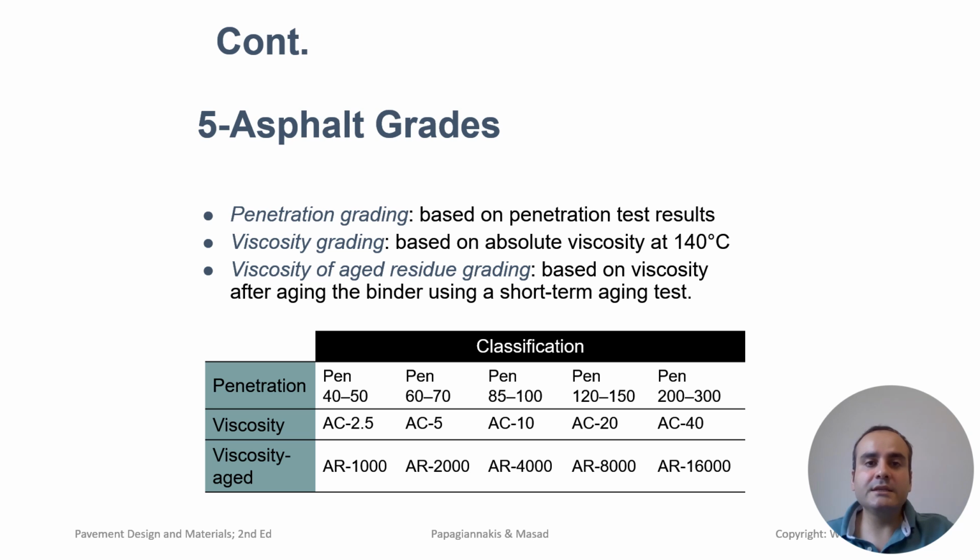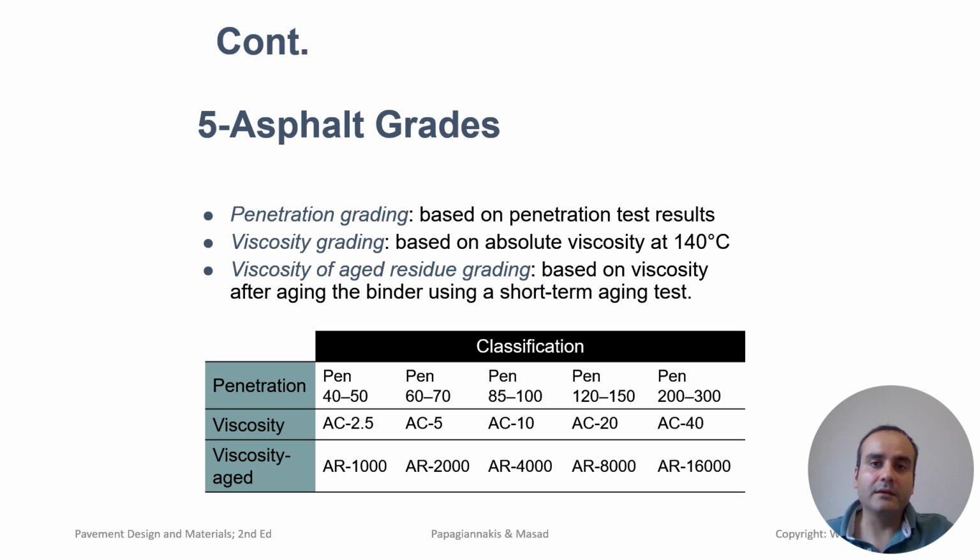Viscosity of aged residue grading system, also known as AR grading, builds upon the viscosity grading system by incorporating the effects of aging. This system aims to predict how the binder will perform after it has aged in service. This provides a more accurate reflection of the binder's long-term behavior.